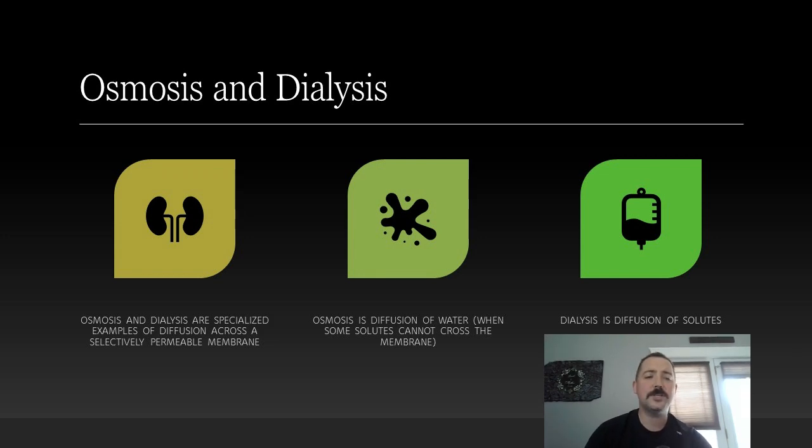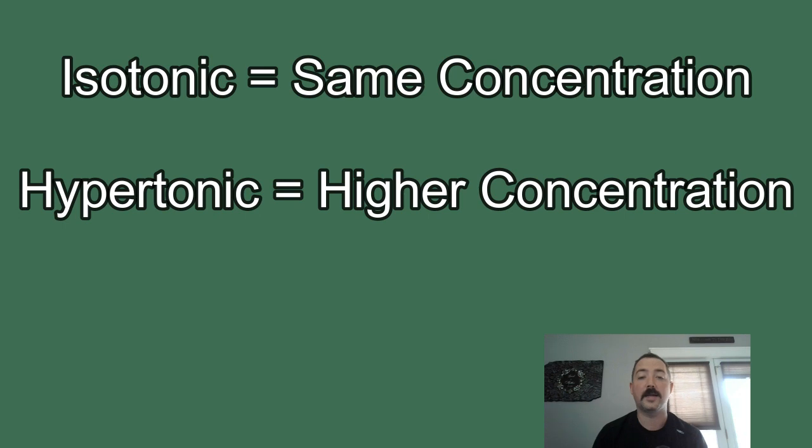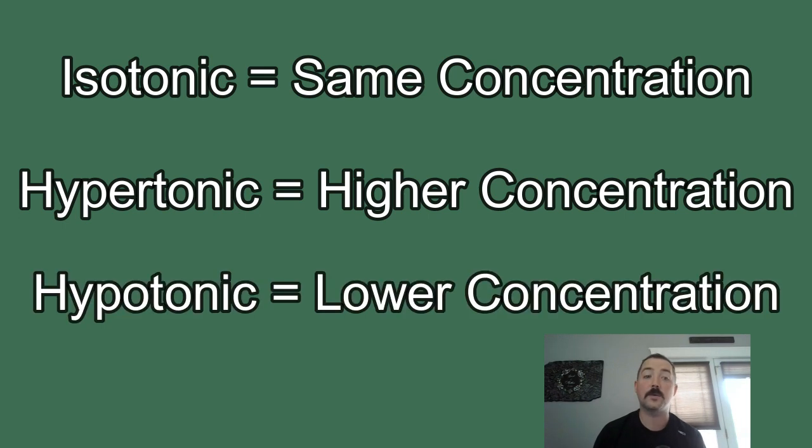So diffusion, osmosis, and dialysis are affected by the concentration of a solution. And that's how much solute is dissolved in the water. When we compare the concentration of two solutions, we're comparing their tonicity. When comparing two fluids, if they have the same concentrations, they would be isotonic. If one was higher, it would be hypertonic, and if one was low, it would be hypotonic. This is a really important concept to understand if you work in healthcare.